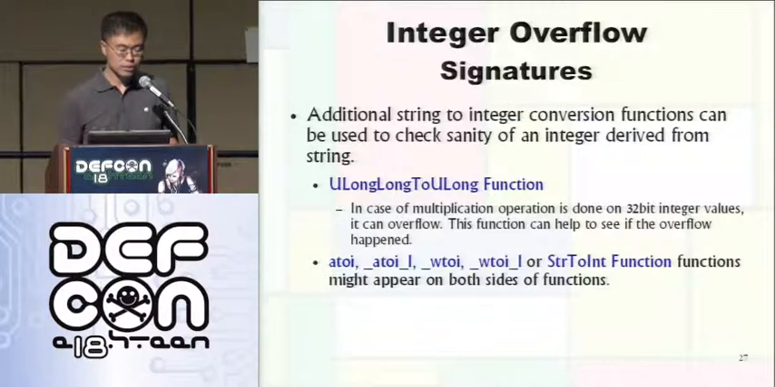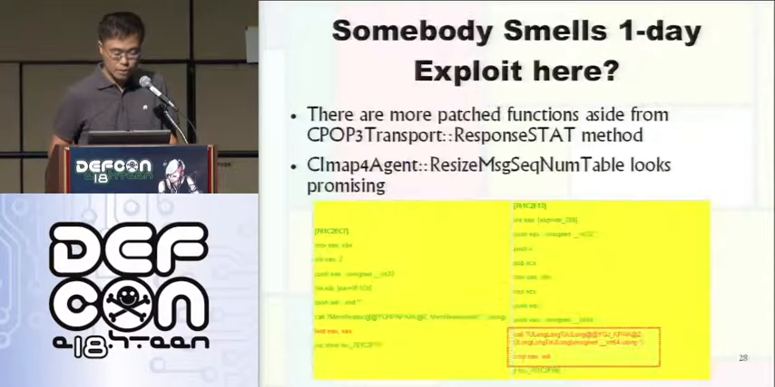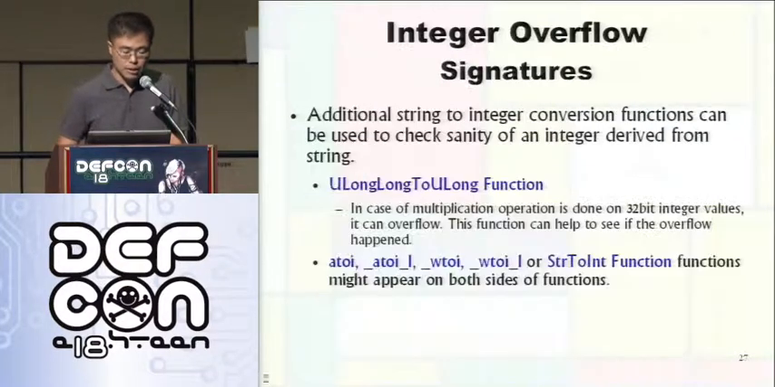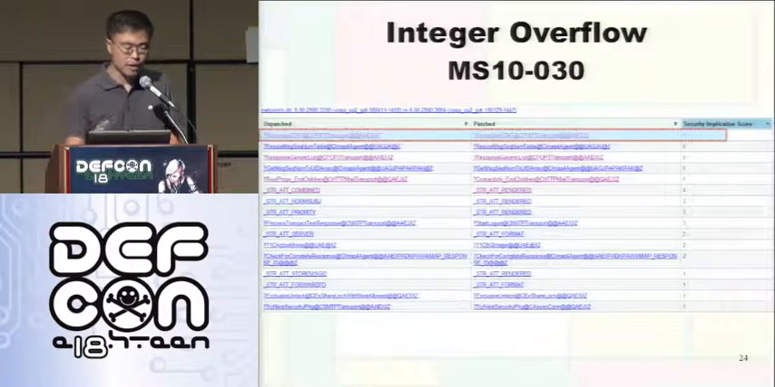So maybe you can use this as a kind of signature to find any kind of integer overflow from Microsoft. You might also wonder, from the list of the functions that have been modified in that patch, they only talked about one or two, CPOP3 and IMAP, but it actually shows a lot of meaningful entries here. So you might wonder whether they are hiding something here.